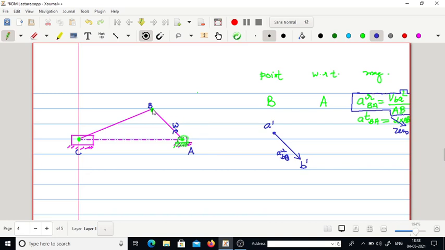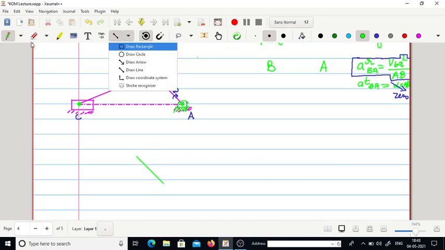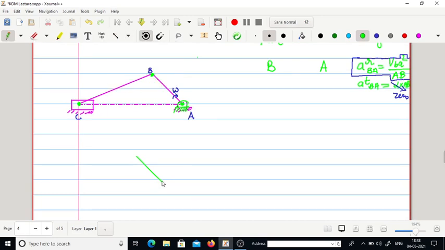Now to calculate the acceleration of B with respect to point C, let me erase this diagram from here and draw it here. So this is the acceleration of point B with respect to A, the radial acceleration of B with respect to A. This is the A dash point, this is the B dash point. Next we can also find out the acceleration of B with respect to C.